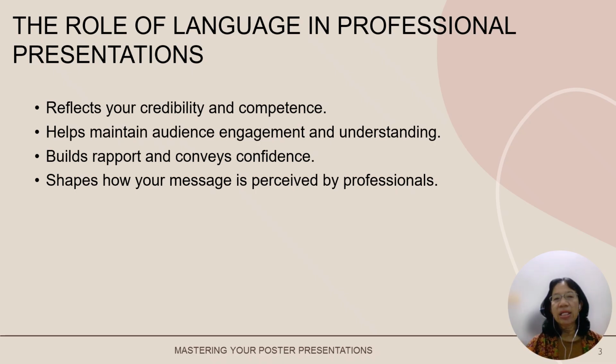And finally, the language you select shapes how your message is perceived by professionals. If your message is objective, free of emotional language, and well structured, it will be viewed as rigorous and reliable. Essentially, the language you use determines the value and weight assigned to your ideas by your peers and industry experts.